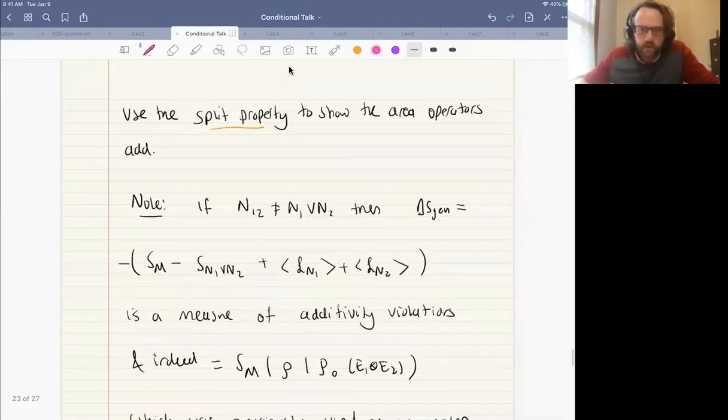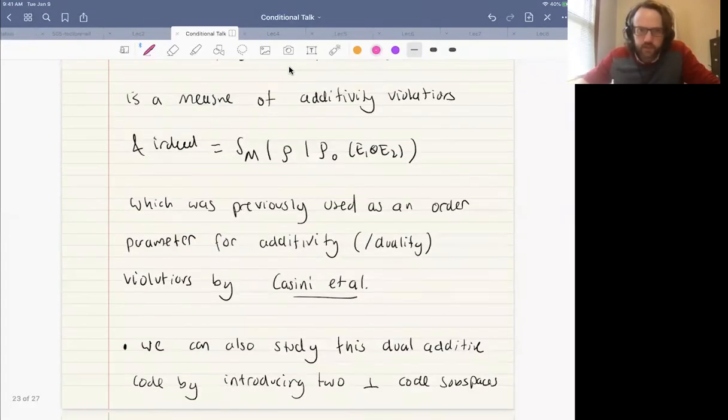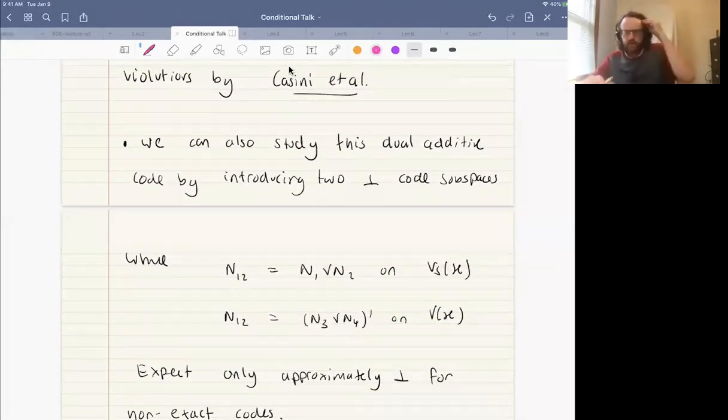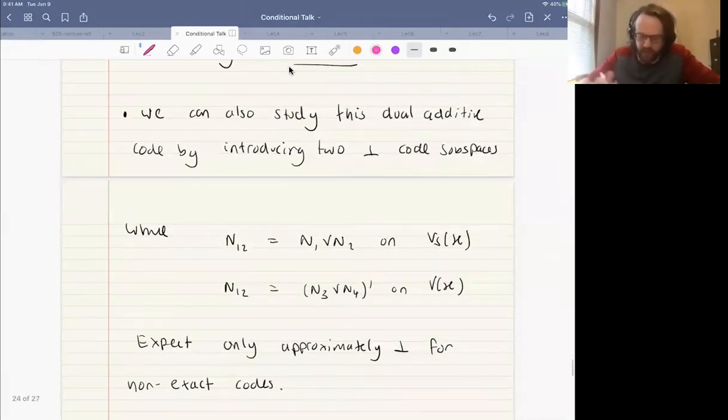Okay, I'm going to skip this point. So I tried to study this code in a funny way, and I'm not totally sure what to make of it, but it's the following idea. You can try to study this code by introducing another code subspace. You have the original code subspace that we introduced. You can introduce this other code subspace called the split code, which comes from the split property. I'm not going to explain how you get it, but it has the property that N12 is always locally generated by N1 and N2. So you have two different code subspaces with two different reconstructible wedges.